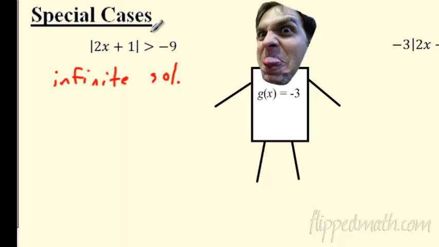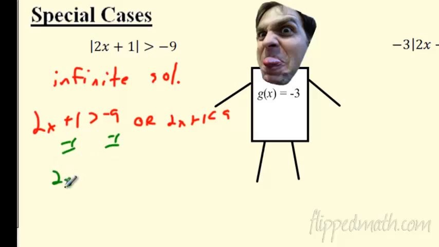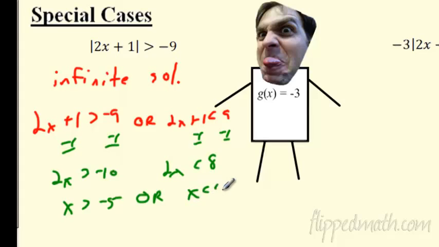If you didn't even know it, you could say, okay, this is a greater than, it's an or. You could actually solve this, but you're going to get something crazy. Let's just go ahead and do it. Let's pretend we didn't catch it. It's a greater than, so we flip the sign and make that positive. Subtract your 1 from both sides: 2x is greater than negative 10. Or subtract your 1 over here: 2x is less than 8. So what does this mean? It means x is greater than negative 5, or, divide by 2, x is less than 4.